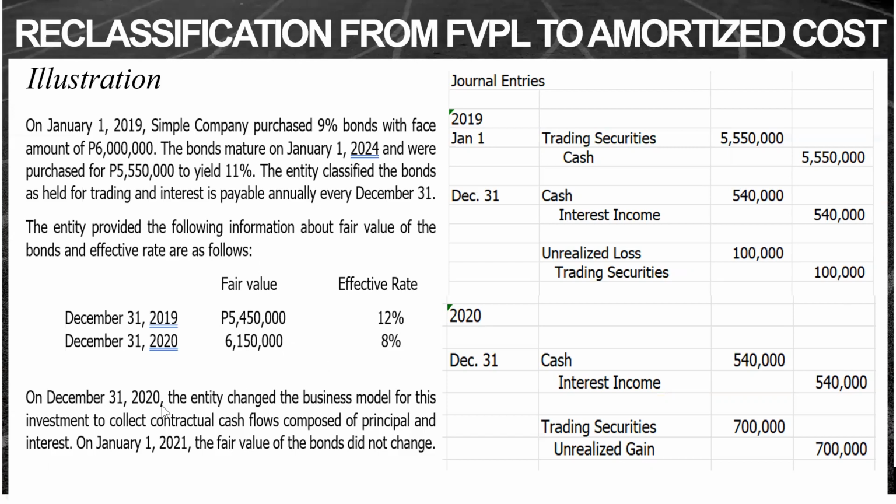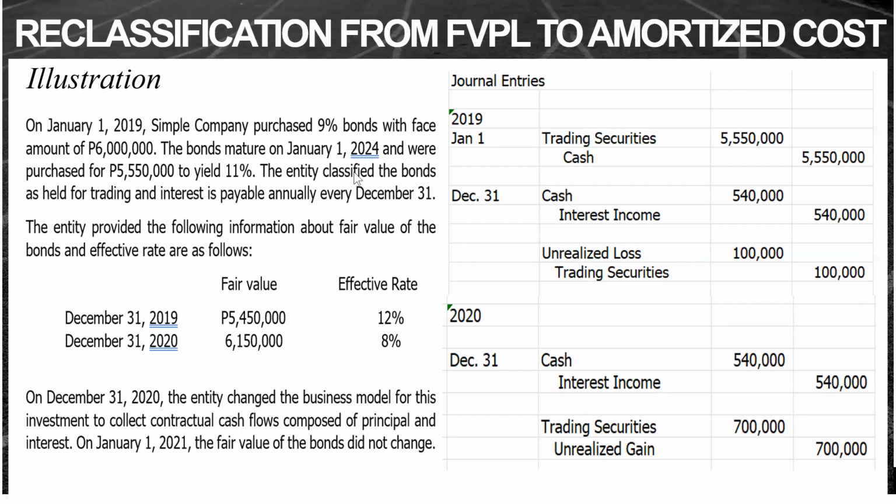On December 31, 2020, the entity changed the business model for this investment to collect contractual cash flows composed of principal and interest. So, from being held for trading, they changed to collecting contractual cash flows composed of principal and interest. This means we are going to measure now our financial assets at amortized cost. On January 1, 2021, the fair value of the bonds did not change. So, how do we account for this? Reclassification from fair value through profit or loss to amortized cost.